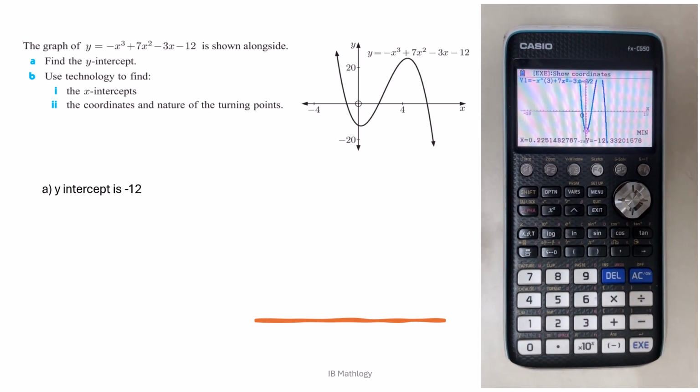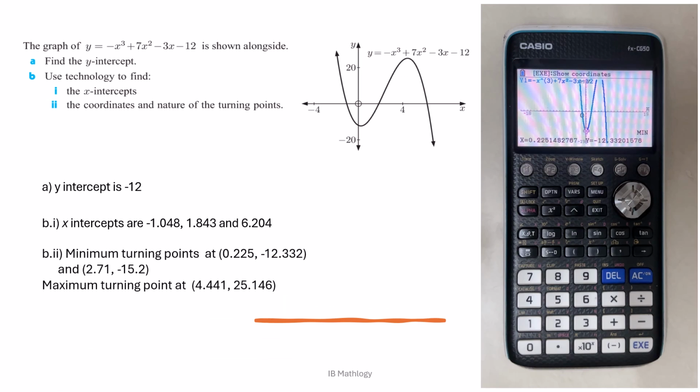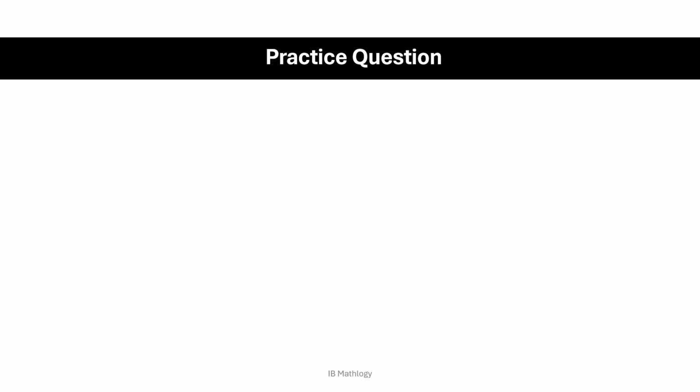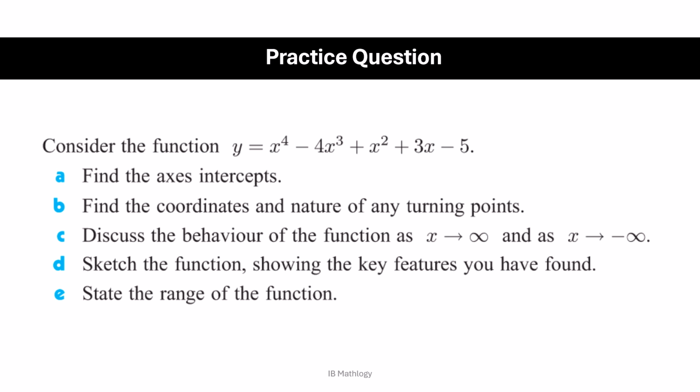Now, as you can see, your y-intercept is minus 12. The x-intercepts are already given. The minimum turning point and maximum turning point of the graph are these. Now, I want you to practice this question and put the answer in the comment box.